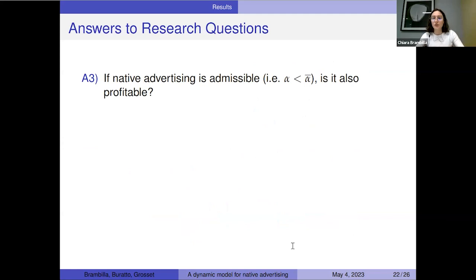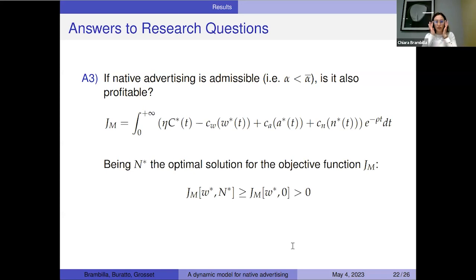One of our research questions was if native advertising is admissible. So in this situation, alpha lower than alpha bar. Is native advertising also profitable? So will this native advertising result in a positive profit for the media outlet? So I recall here the media outlet profit. And of course, I already said that damage to credibility due to native advertising will result in a damage to the profit since there is a linear revenue related to credibility for the media outlet.